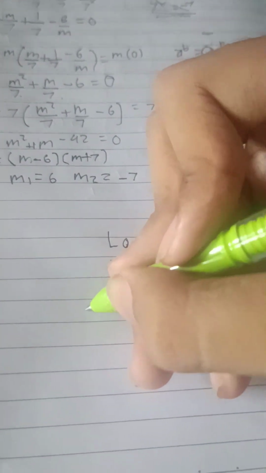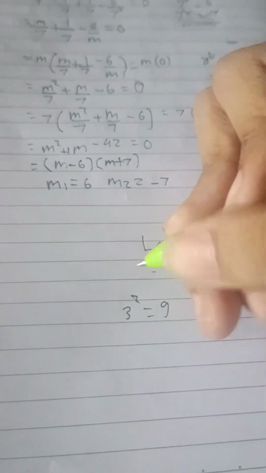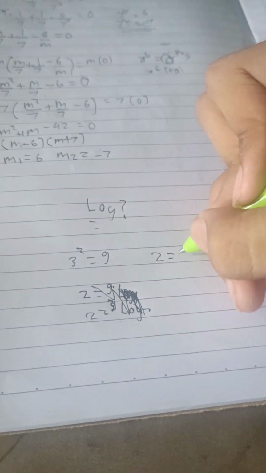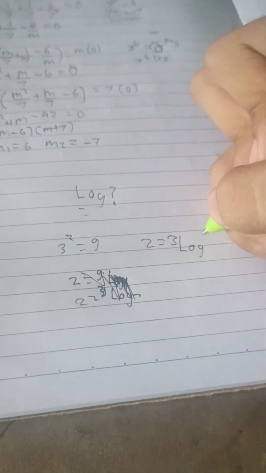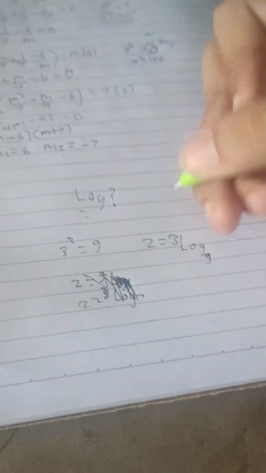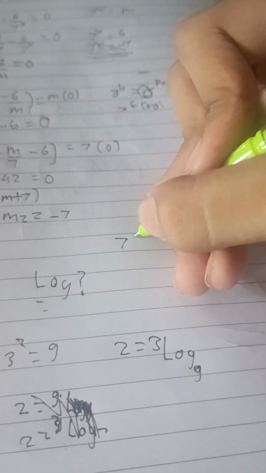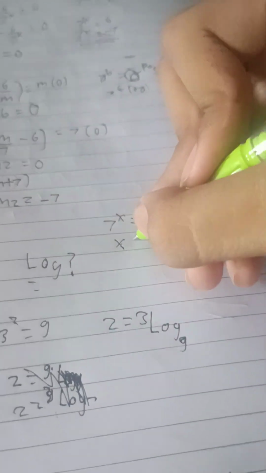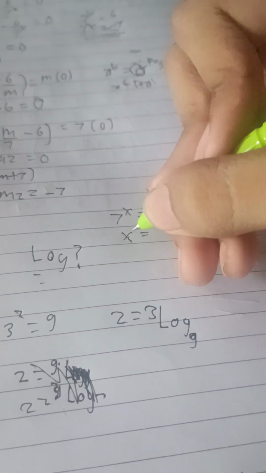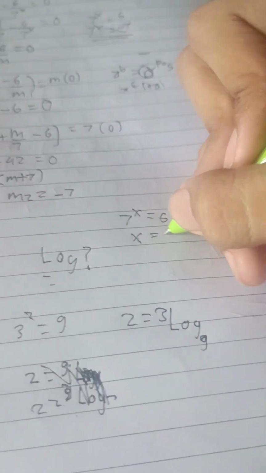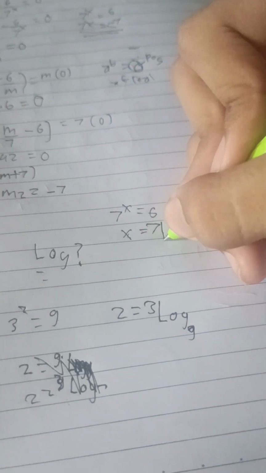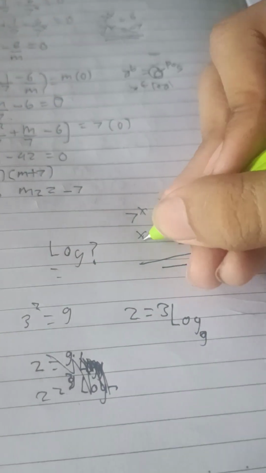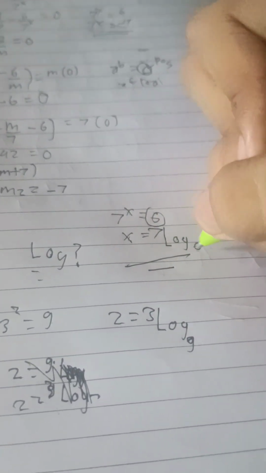Let's say 3 to the power of 2 is equal to 9, right? That means that 2 is equal to the base number, 3, log the output number, 9. That means that for the equation 7 to the power of x is equal to 6, what we're trying to find is x. That means that the log function has the base number, 7, and log the output, 6. There you go. That's your answer. x is equal to log base 7 of 6. Done.